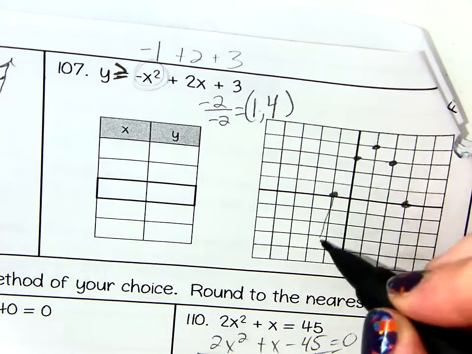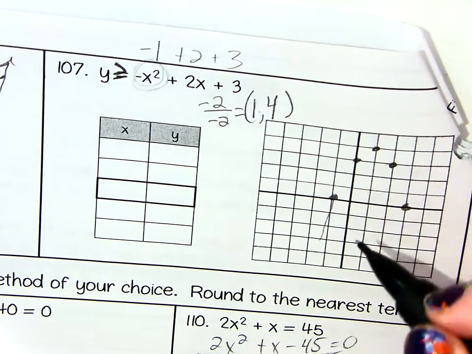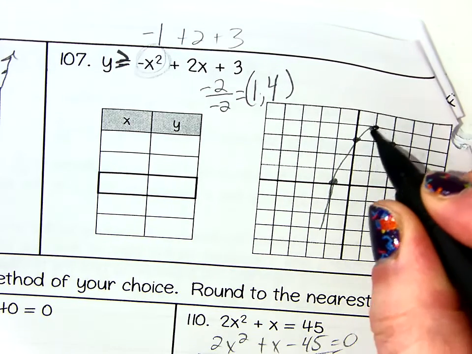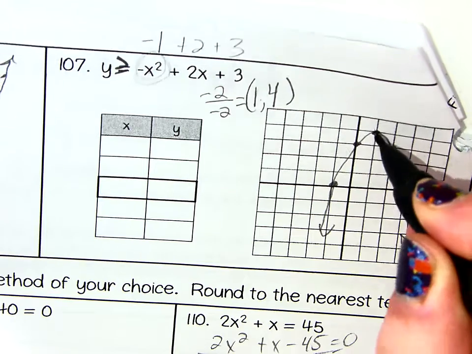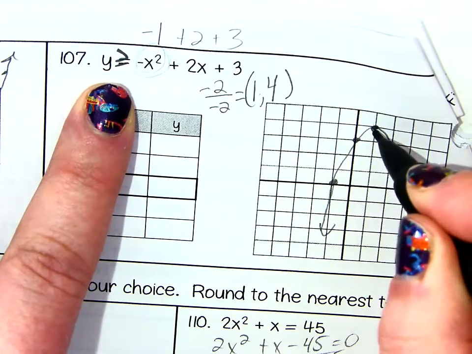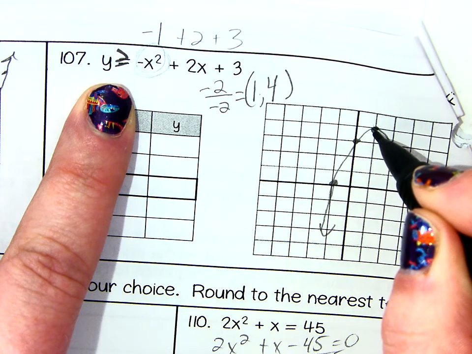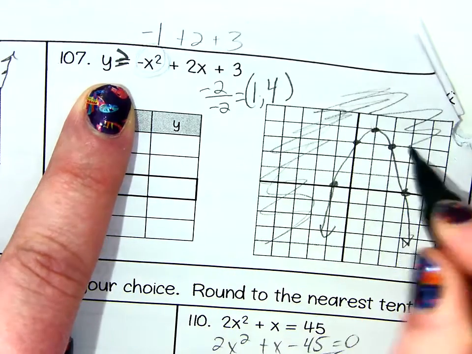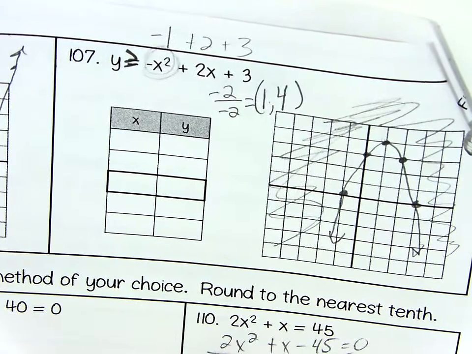Before I connect these dots, should it be smooth, dotted or solid? Solid, because I do have that or equal to bar. I put my pencil on the vertex and then I go back and I look for shading. Y is greater than, so I should shade up, which in this case is everything outside of my parabola. That's what you should have come up with, I'm hoping.